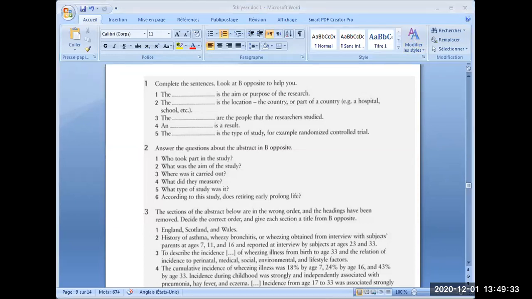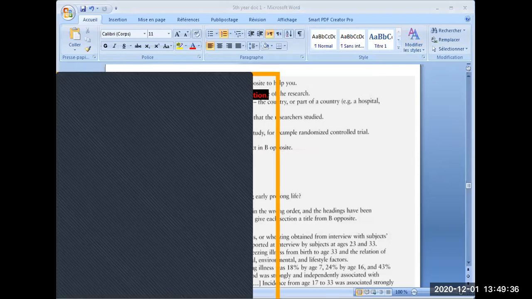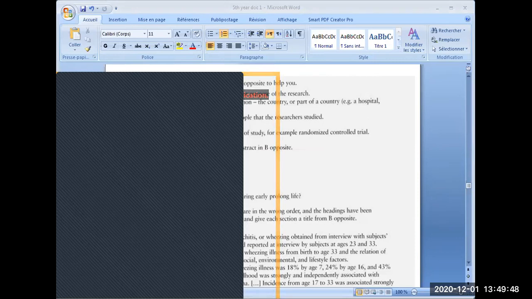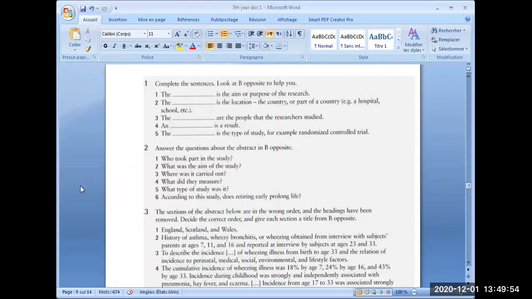Okay, let me see if I can, let's try. Track 50. Exercises 6 and 7, page 21.